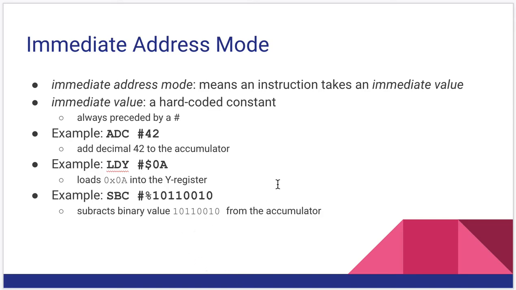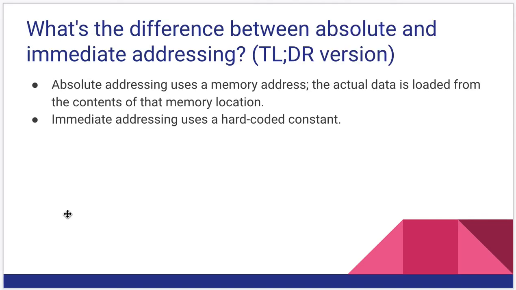But immediate is very simple. We're just loading, adding, subtracting, whatever. We're taking a constant that's been hard-coded into the assembly and putting that into our register, subtracting, adding, whatever. So what's the difference between absolute and immediate addressing? Short version: absolute addressing uses a memory address. The actual data comes from that memory location. Contrast with immediate addressing, which is simply a hard-coded constant. There's no actual interaction with memory when we talk about immediate addressing.